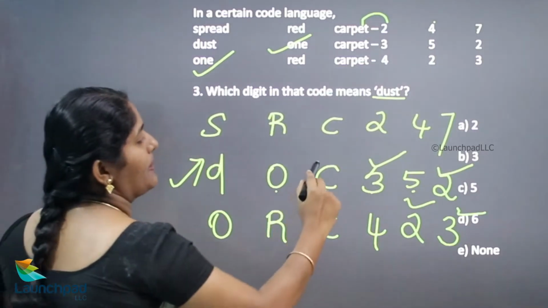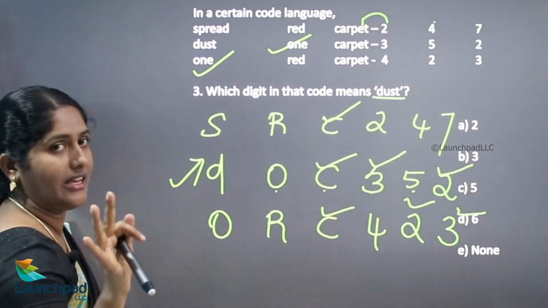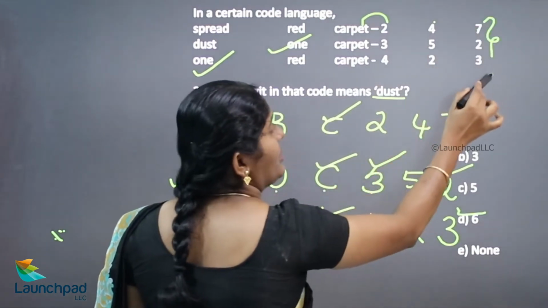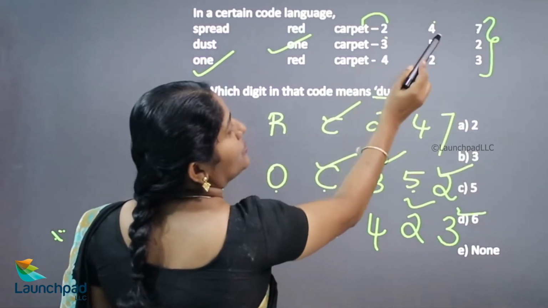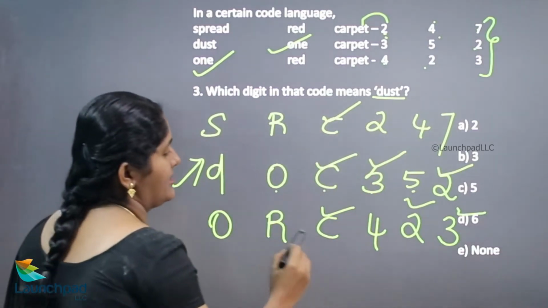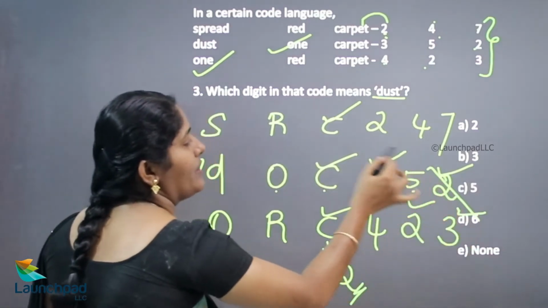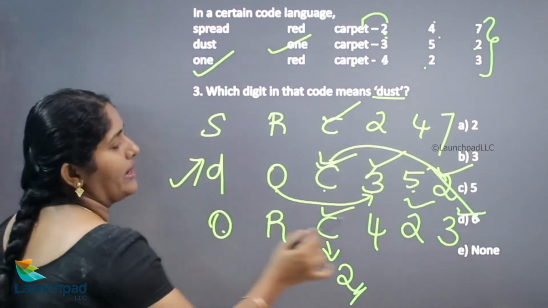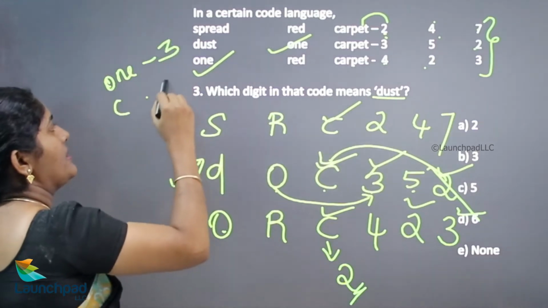So after that, "carpet". "Carpet" is available in all three sentences. What is the common number in all three sentences? 2, 4, 4, no. Then 2, 2, 2. Yes, 2 is the common number for "carpet". So 2 goes for "carpet" and 3 goes for "1". So the code for "1" is 3 and "carpet" is 2.